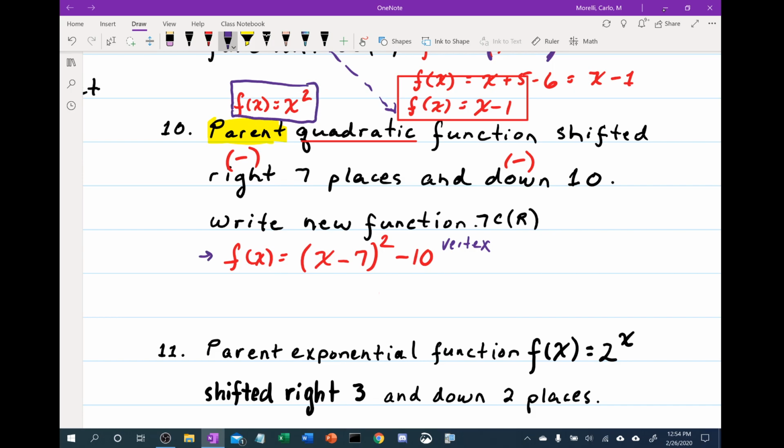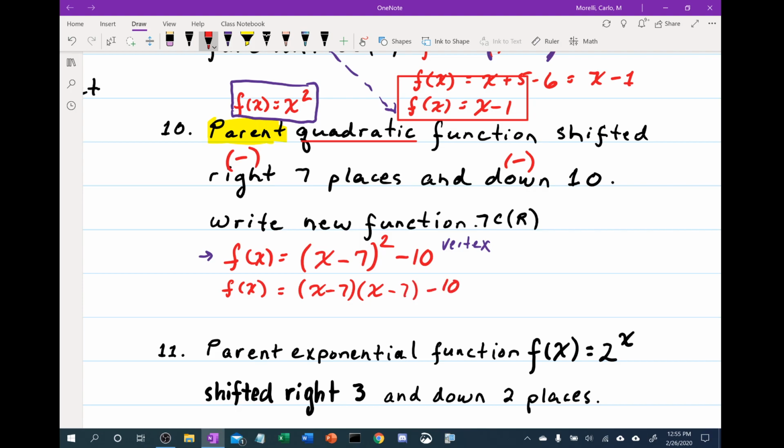Okay, here's where we are now. Let's transform this from vertex form to standard form. You ready? Here's how you do it. f of x equals, now it says x minus 7 squared. So we're going to write x minus 7 times x minus 7. And then all that minus 10.